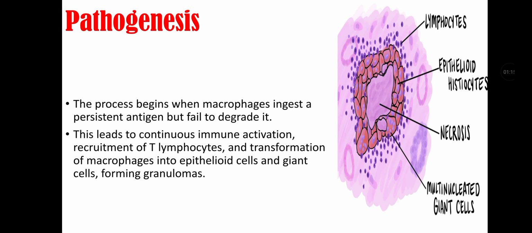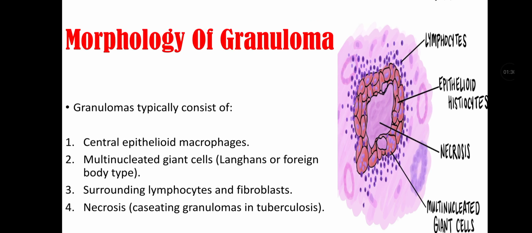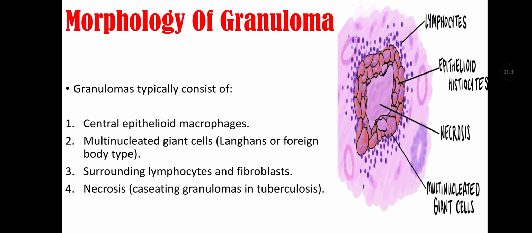Pathogenesis of granulomatous inflammation. The process begins when a macrophage ingests a persistent antigen but fails to degrade it. This leads to continuous immune activation, recruitment of T lymphocytes, and transformation of macrophages into epithelioid cells and giant cells, forming granulomas.